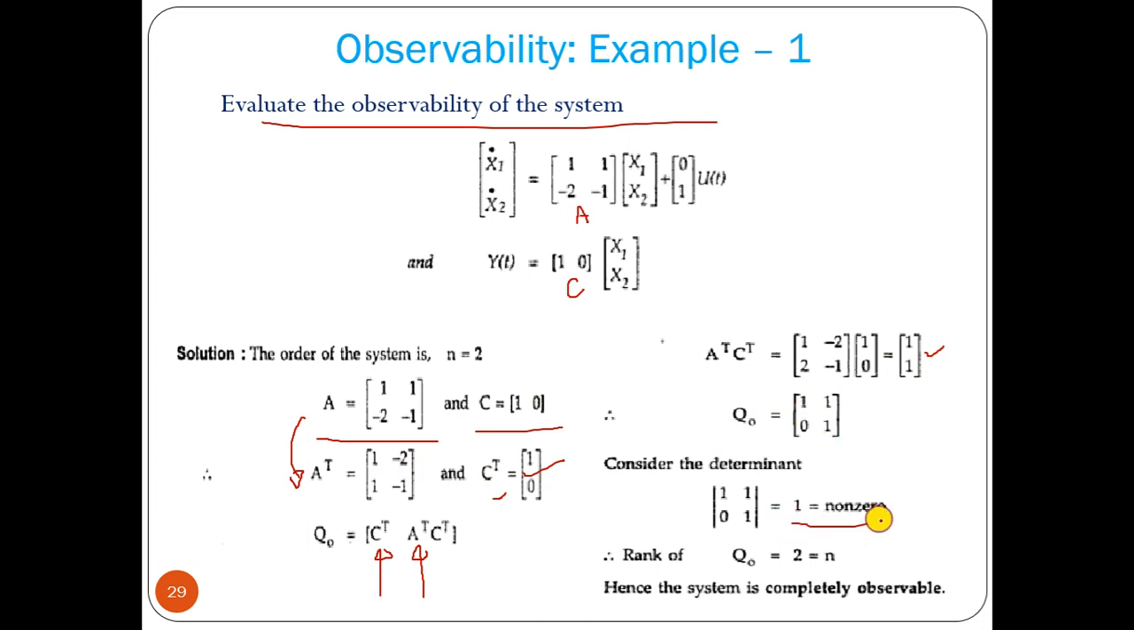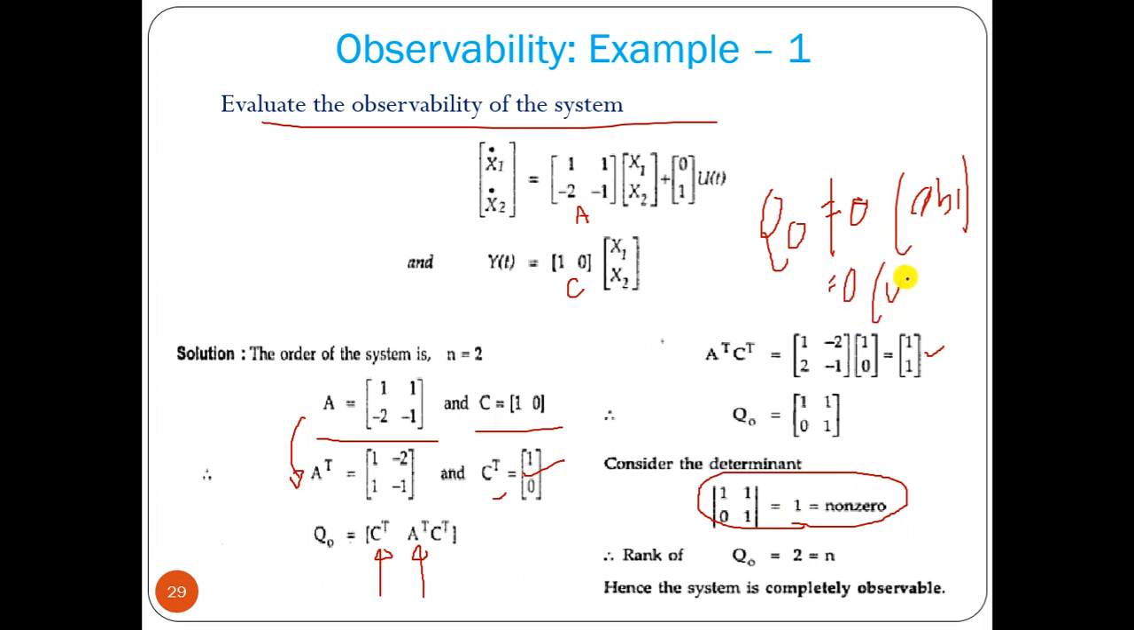Then the determinant will be 1, so it is non-zero. Now if QO, that is the observability matrix, is not equal to 0, then your system is observable. If QO equal to 0, then it is unobservable. This is the same logic as QC.